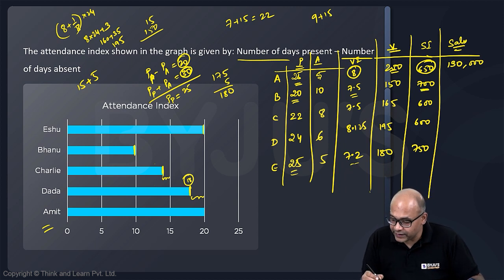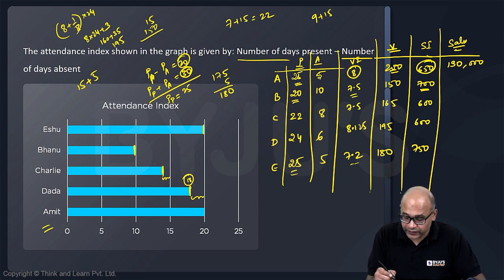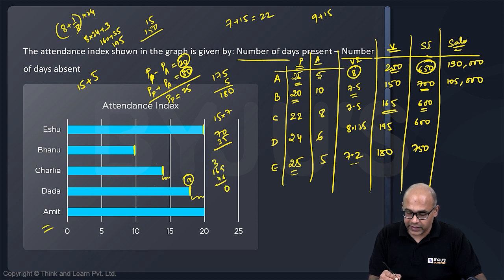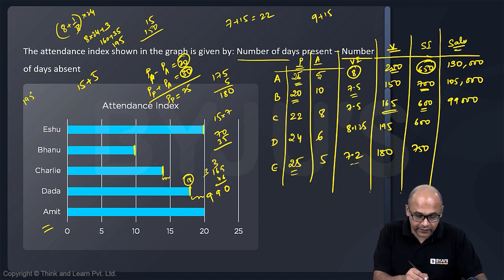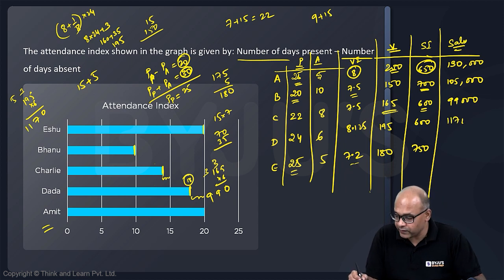Similarly, 70 into 15. So you're looking at 700 into 1.5. 15 into 7 is 70 plus 35, 105, and 3 zeros. Similarly, 165 into 6. 6 5s are 30, 36, 39, 99, 990. Then 195 into 6. 6 5s are 30, 6 9s are 54, 57, 6 1s are 6 plus 5, 11. So 1170.